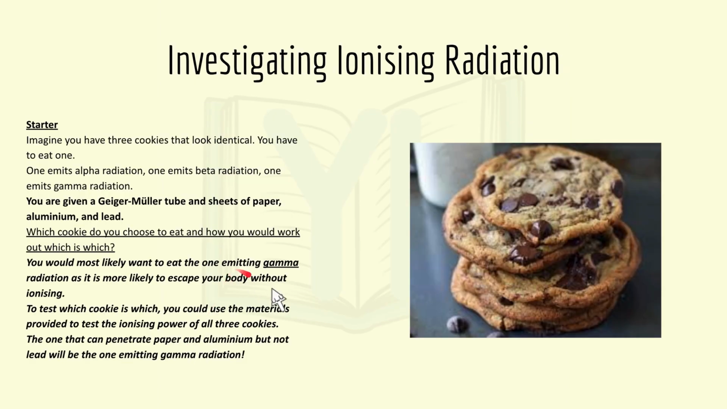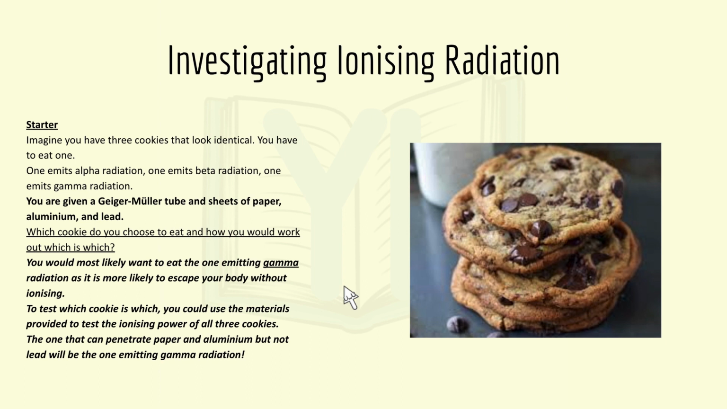So here's investigating ionizing radiation. Imagine you have 3 cookies that look identical. You have to eat one. One emits alpha, one emits beta, and one emits gamma. You're given a Geiger-Müller tube and sheets of paper, aluminum, and lead. Which cookie do you choose to eat, and how would you work out which is which?